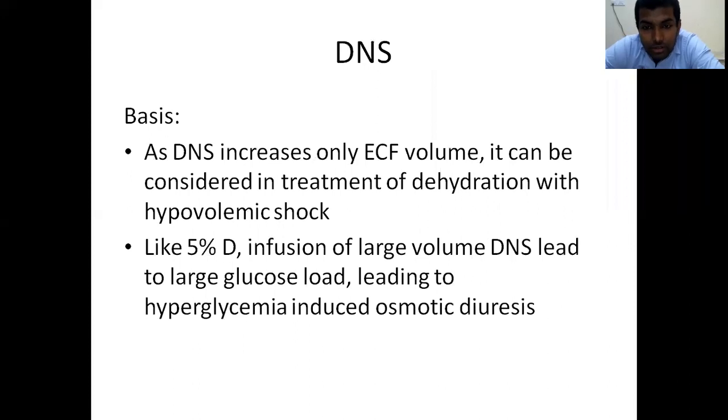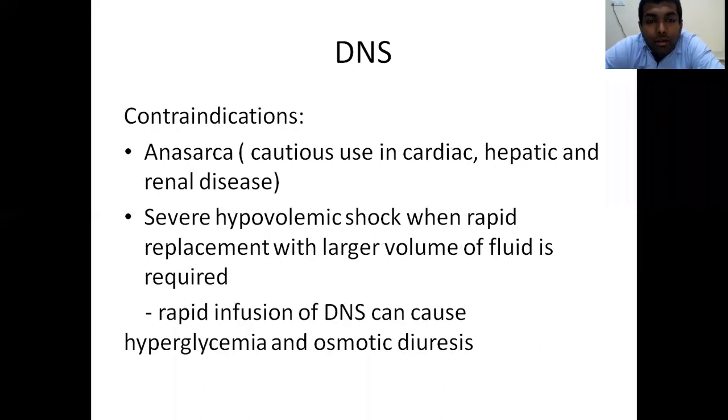Like 5% dextrose, large volumes of DNS will lead to glucose load, leading to hyperglycemia, which induces your osmotic diuresis, reduced correction of dehydration. Now, what are the contraindications? If the patient has anasarca, or if there is severe hypovolemic shock, where rapid replacement of large volumes is required. Rapid infusion causes hyperglycemia and osmotic diuresis. This is the important point for DNS.